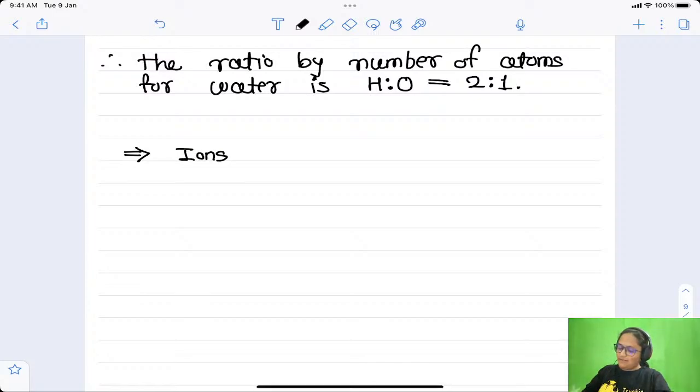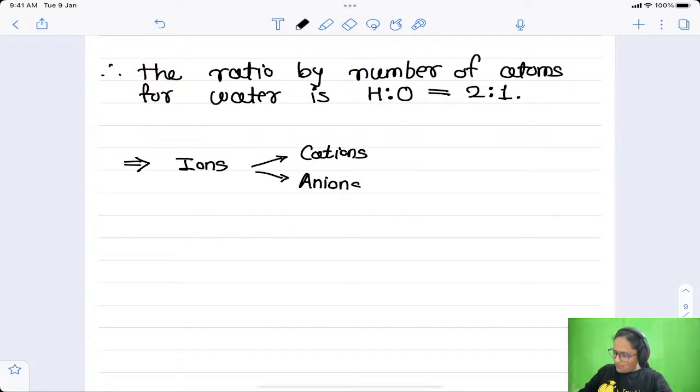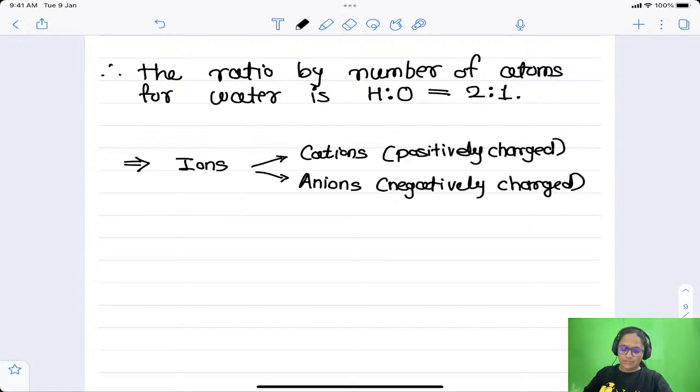Okay, so basically there are two types of ions. One is called cation and another is the anions. Cations are positively charged ions, whereas anions are negatively charged ions. Anions have negative charge on them. They are negatively charged ions. Okay, so how these ions are produced, we are going to see.